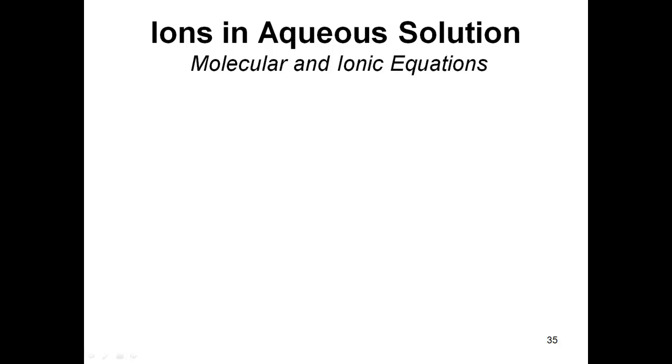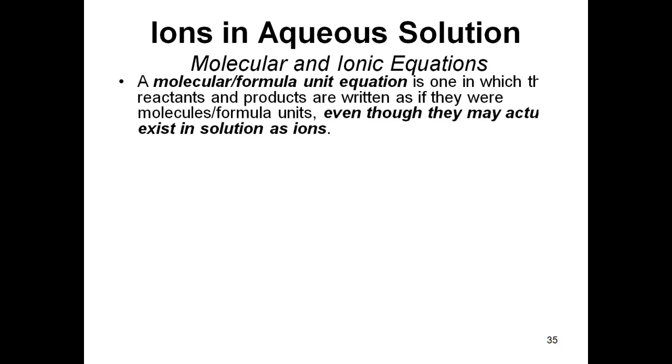The ultimate goal is to balance a redox equation, but before we can get there, we're going to learn how to write regular equations. The first thing we're going to talk about is the molecular or formula unit equation. This is one in which the reactants and products are written as if they were molecules or formula units, even though they may actually exist in solution as ions. So it's not how it is in solution, it's basically its formula unit. It's your normal balanced equation that you've done back in Gen Chem. You're writing your reaction, balancing it, and putting the states as well.